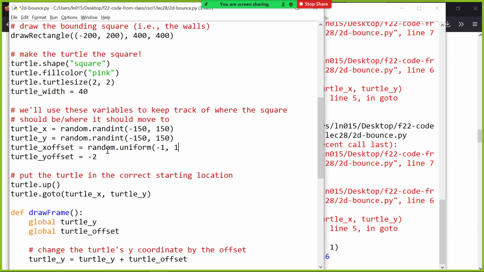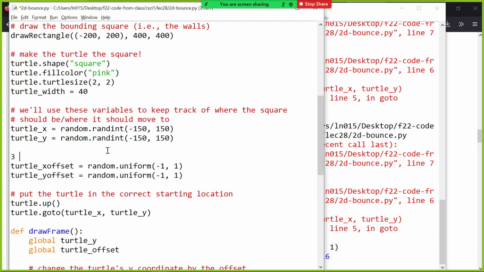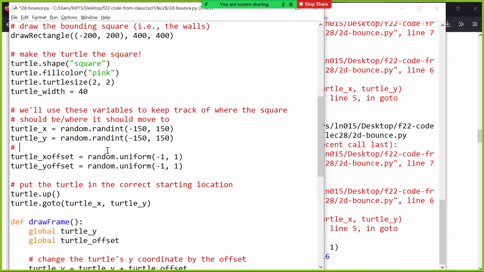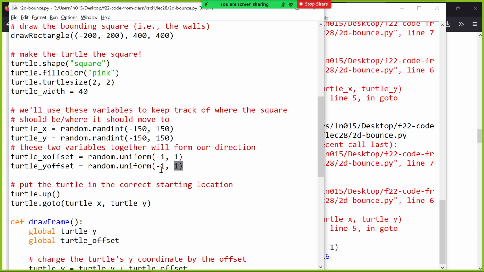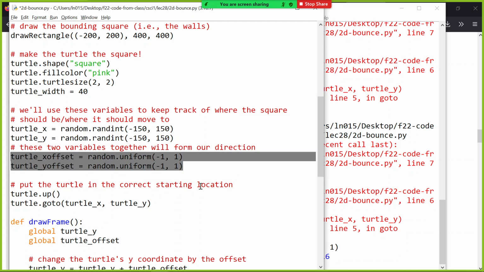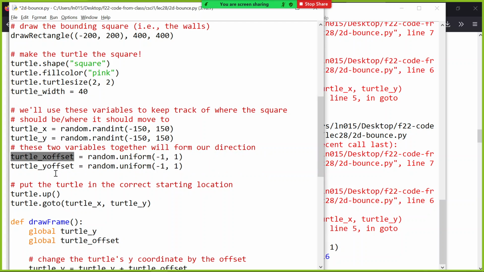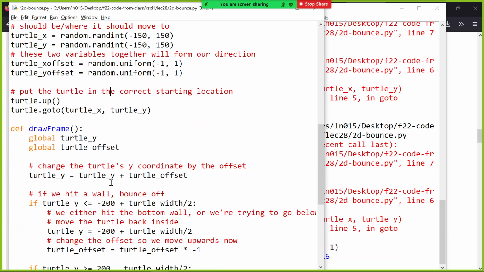Random.uniform, negative 1 and 1. Random.uniform, negative 1 and 1. And so those will be our directions. These two variables together will form our direction, all right? And so then we put the turtle in the starting location, and we need to just forever move him in his direction. So increment his x position by his x offset, increment his y position by his y offset, and that'll make him move. All right?